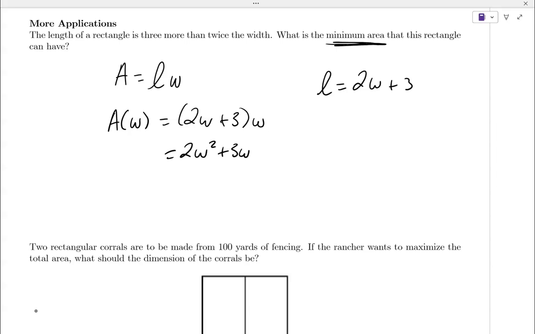Okay. How do I know that it's going to be a minimum that comes out of this versus a maximum? What tells you that we're going to get a minimum value versus a maximum value? Yeah, the positive on the W squared, right? On that squared term, the coefficient there is positive, so I know the parabola goes this way, and so the vertex is at the bottom. So we want to find the vertex of this particular parabola.